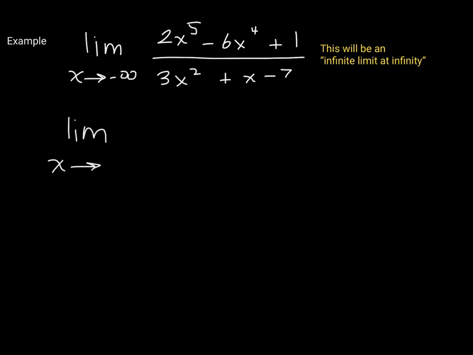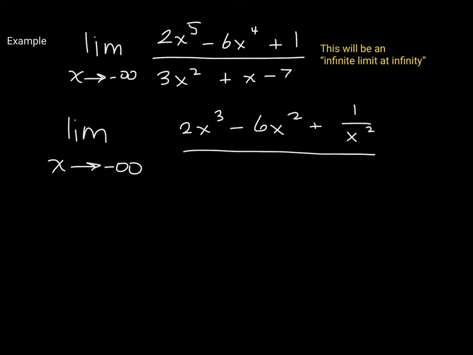Now, when you divide 2x to the fifth power by x squared, you get 2x cubed. Minus, when you divide 6x to the fourth power by x squared, you get 6x squared. And when you divide 1 by x squared, you have positive 1 over x squared. That's the numerator. Now the denominator, divide every single term by x squared. You get 3 plus 1 over x minus 7 over x squared.